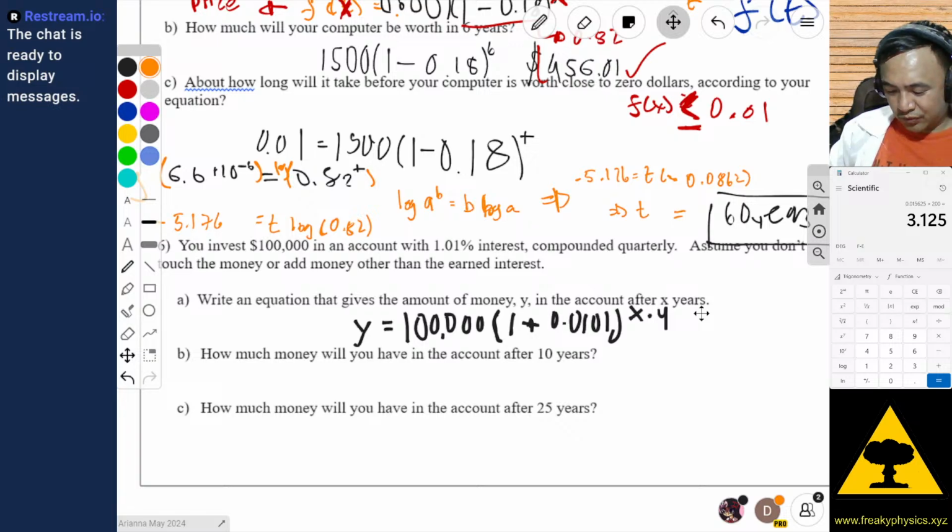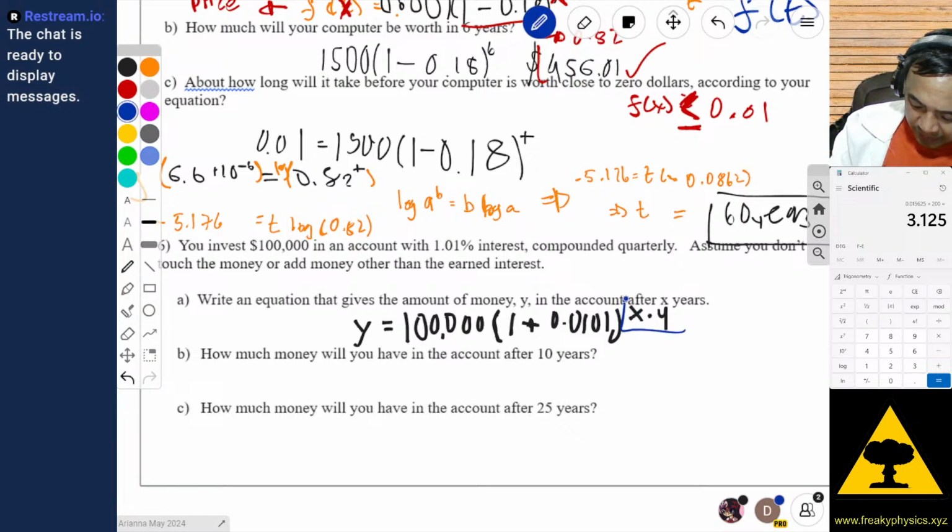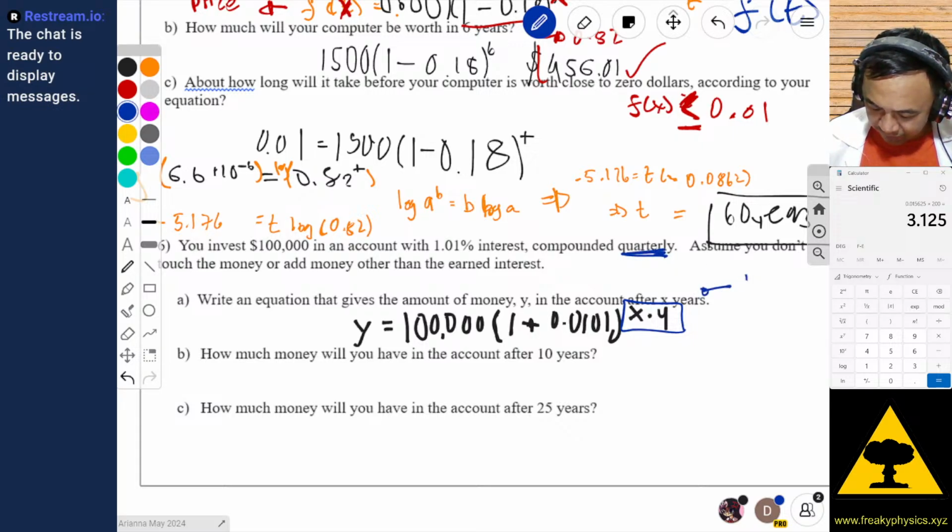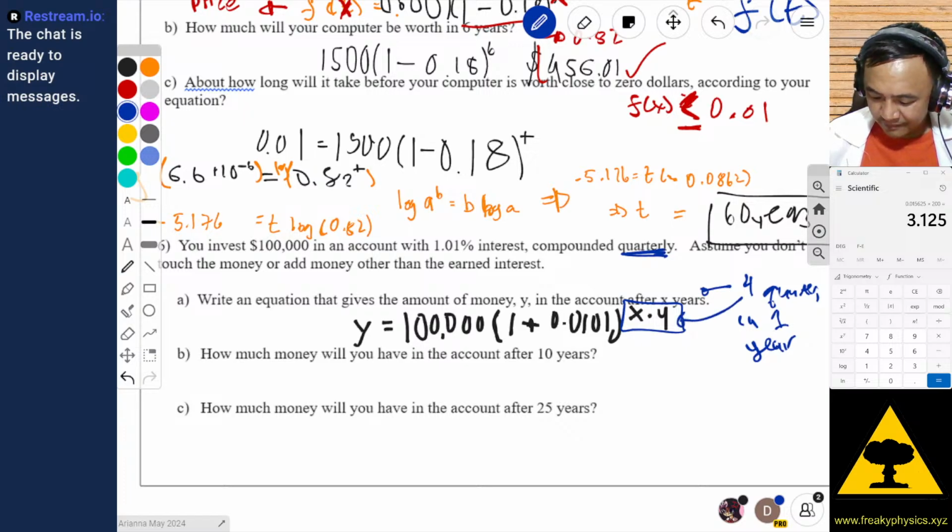So now that you have your equation, let me go through it again. Why is this x times 4? Because this is quarterly, and this means there are 4 quarters in 1 year. So that's why there's the 4 there. And this x here would be years. If we were talking quarters though, we don't have to do the multiplication by 4 anymore. So having said that, let's continue.